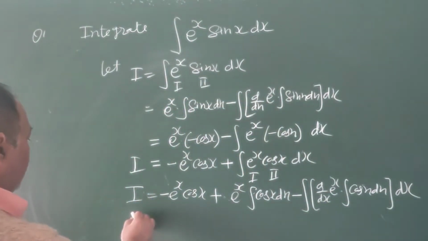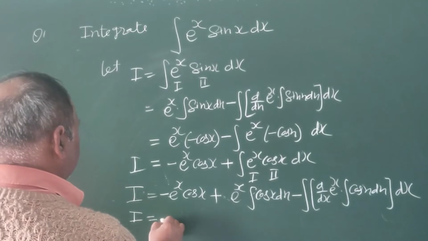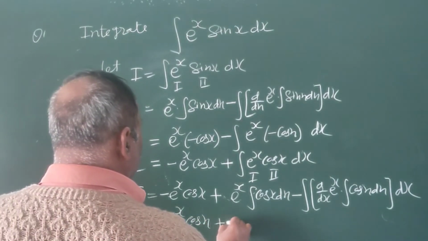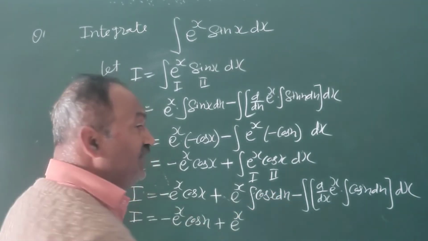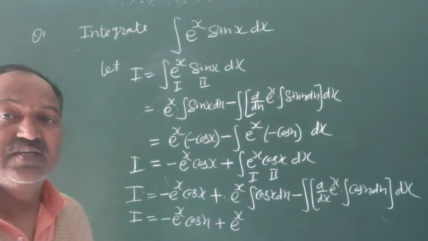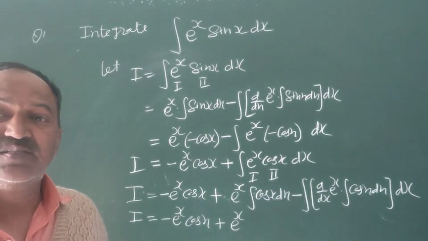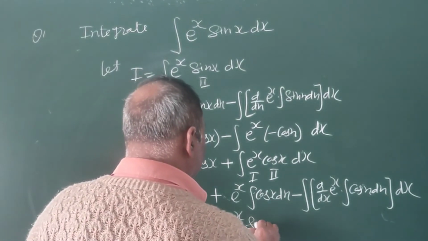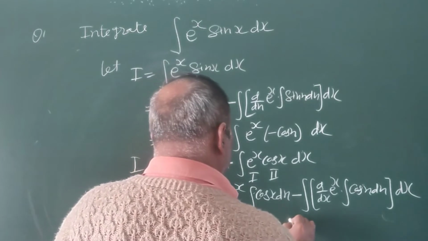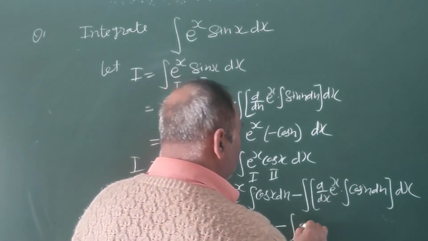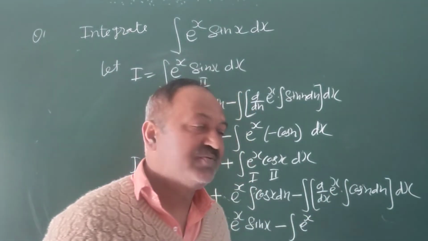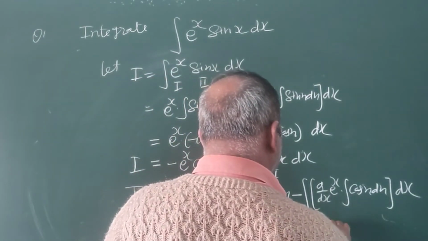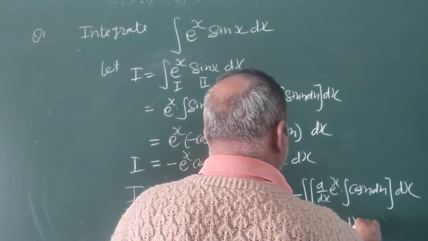After this it becomes I is equal to minus e raised to power x into cos x plus e raised to power x into integration of cos x. Derivative of cos x is negative, but integration of cos x is positive, that is sin x, minus integration of e raised to power x, derivative of e raised to power x, and its integration is sin x, into dx.